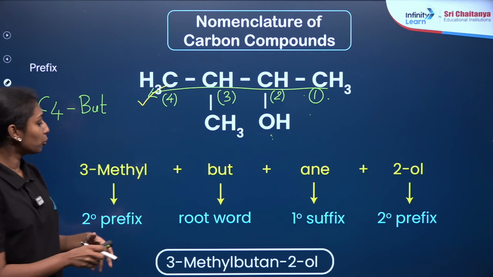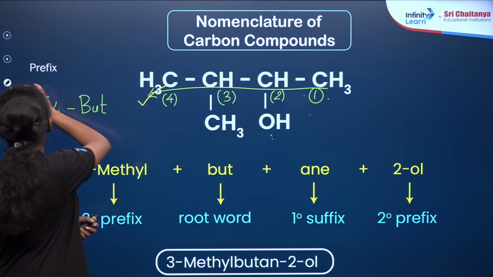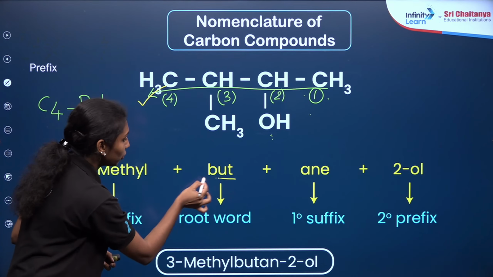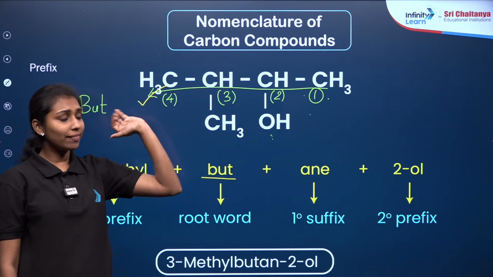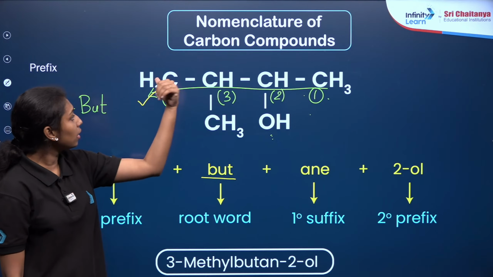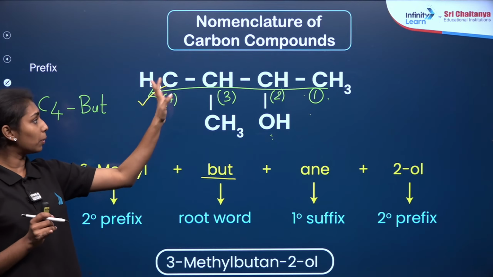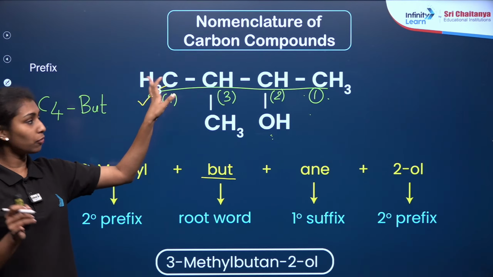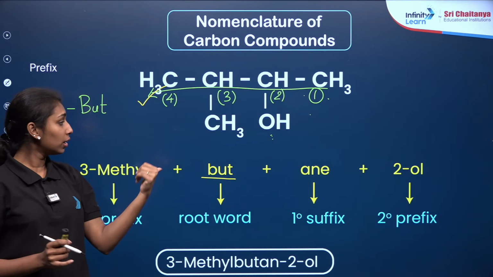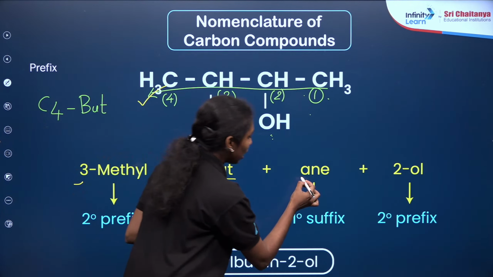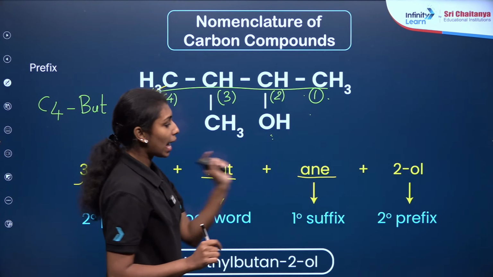4 carbon compound, root word will be but. Yes, root word will be but. Then this contains only single bonds, right? Do you have any doubt? It is containing only single bonds because hydrogen is forming single bonds with carbon only, to satisfy the valency of carbon 4. So what you are observing here, there are only single bonds. So what will be our suffix here? ANE, right? Single bonds. Primary suffix will be ANE.